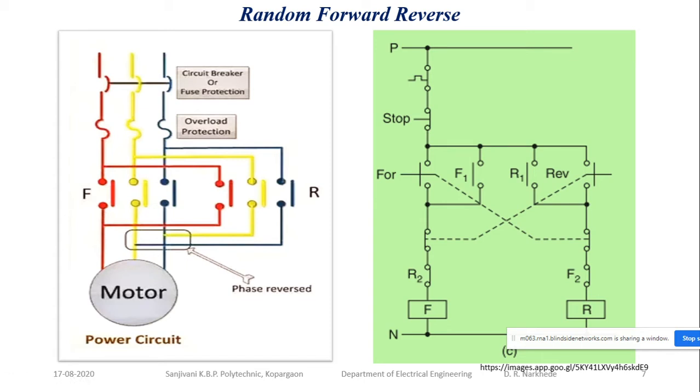So in this case, there is no need to press the stop push button. If I want to stop the complete operation, then only I have to press the stop push button. Otherwise, for changing the direction of rotation, there is no need to press the stop push button. This we have already discussed in the previous lecture.